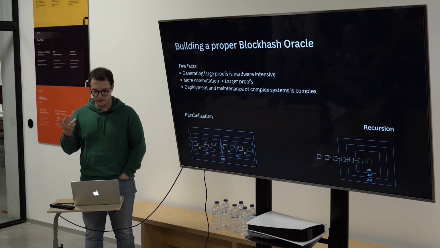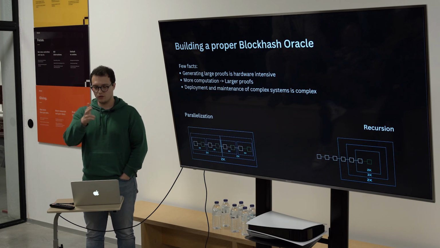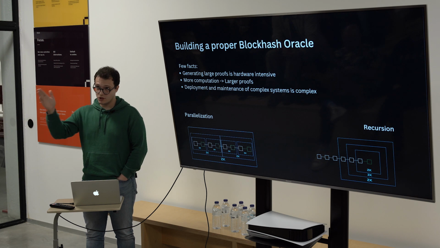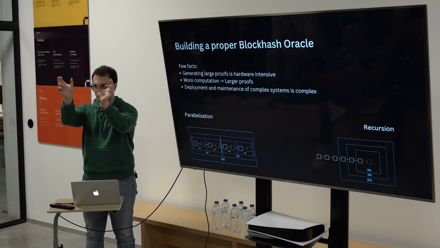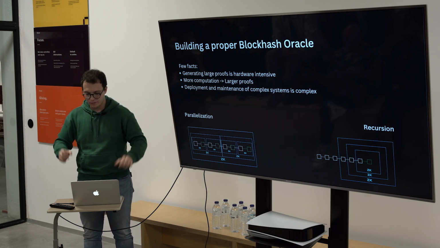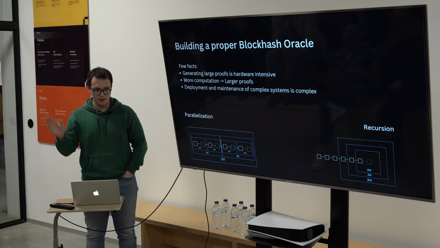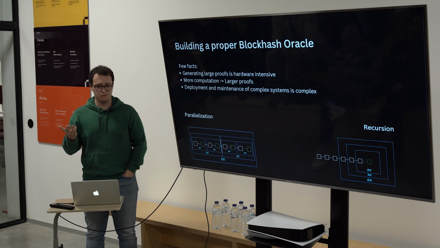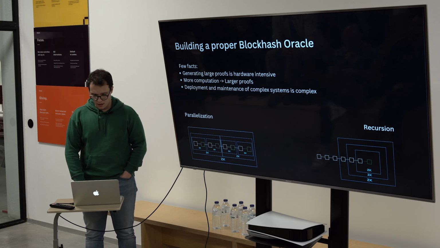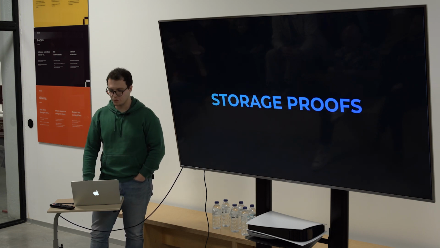So what if we just make it in a bit smarter way? The smarter way is to get the blockchain, chunk it into pieces, process each piece independently, and then build a tree of proofs. And that's literally what we do and we use. So this combination essentially allows you to have a proper block hash oracle in a very nice, efficient way. Okay, cool. So now let's get to the storage proofs.